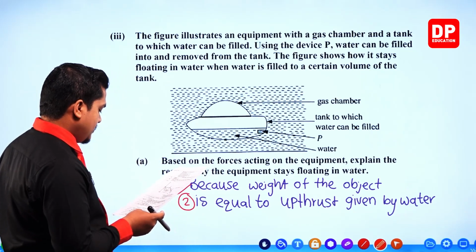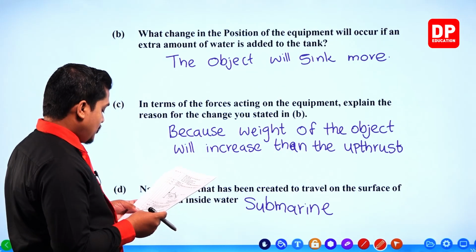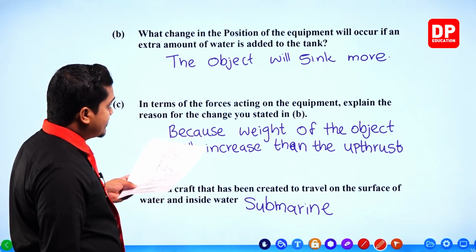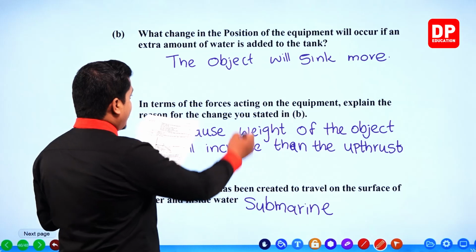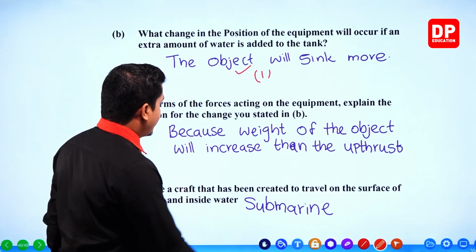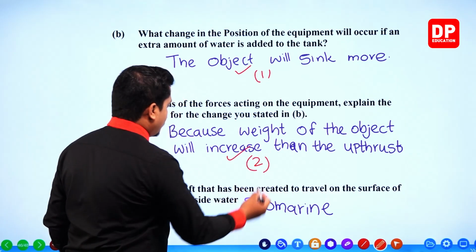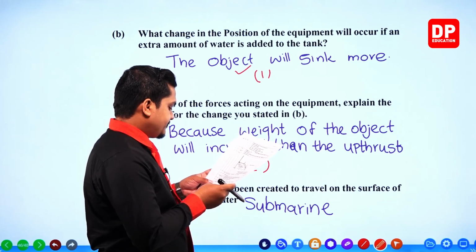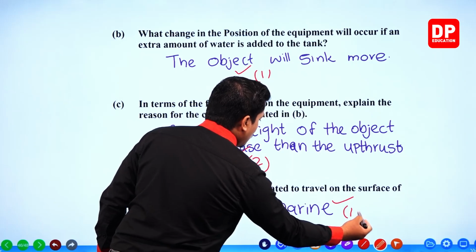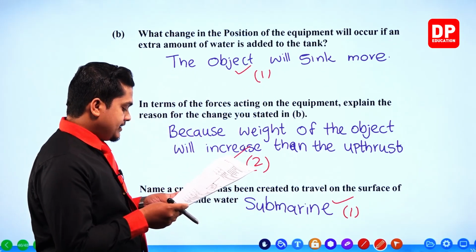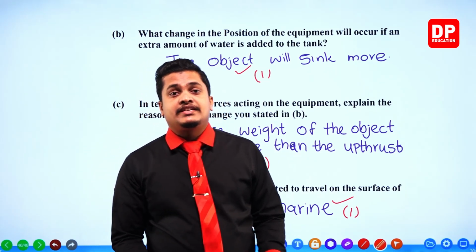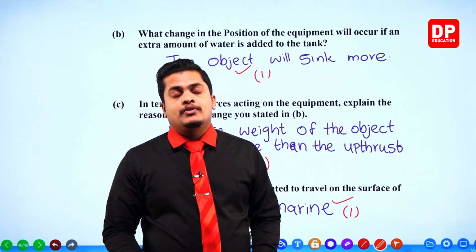2 marks. Then my dear children, for the next question, for writing down that this object will sink more in the water, they have provided 1 mark for this correct response. Then for the explanation, they have given again 2 marks, right? 2 marks given. Then finally, for the answer submarine, they have given 1 mark. So these are the marks. This is the order of receiving marks for the question, my dear children, right?